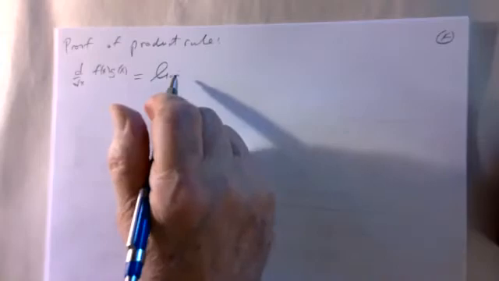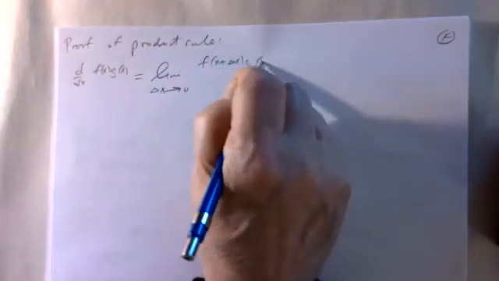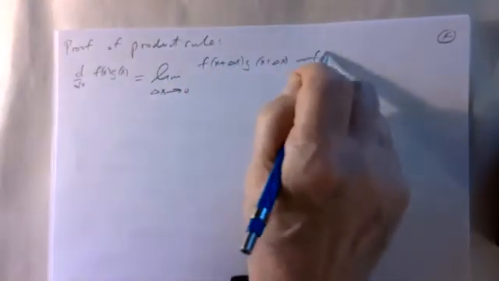The derivative of f of x times g of x, by definition, is the limit as delta x goes to 0 of f of x plus delta x times g of x plus delta x minus f of x g of x, divided by delta x. That's the definition of a derivative. And now we have to be a little bit clever.